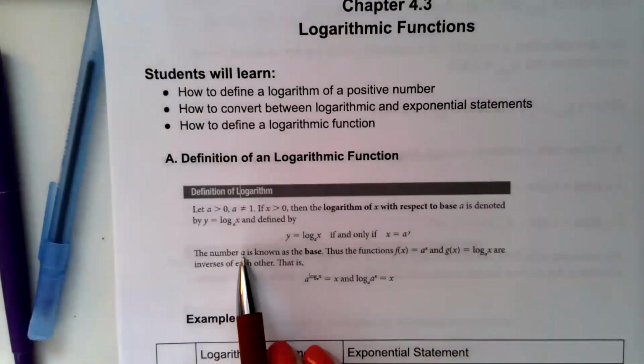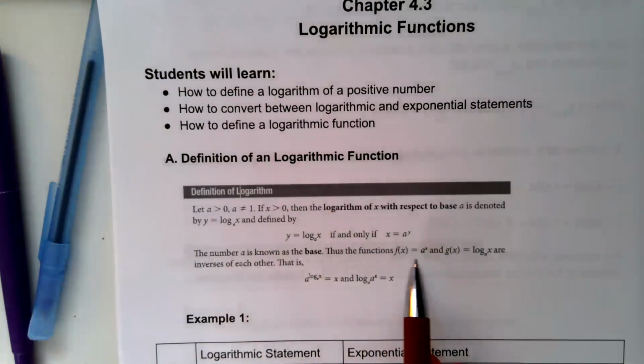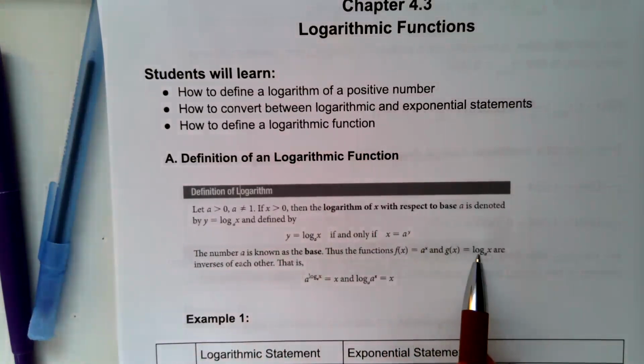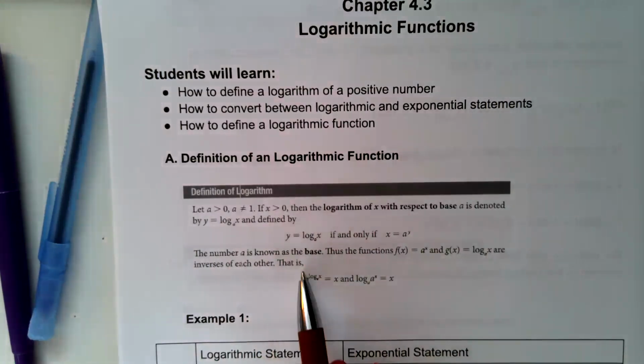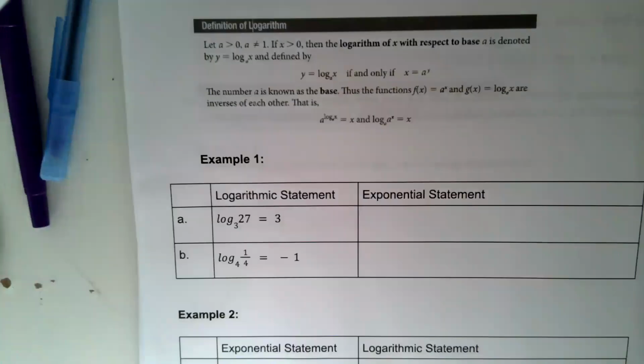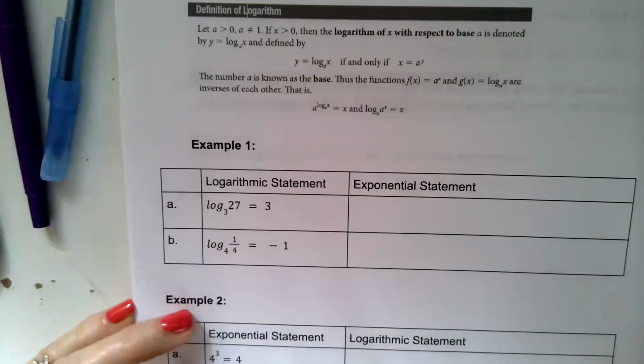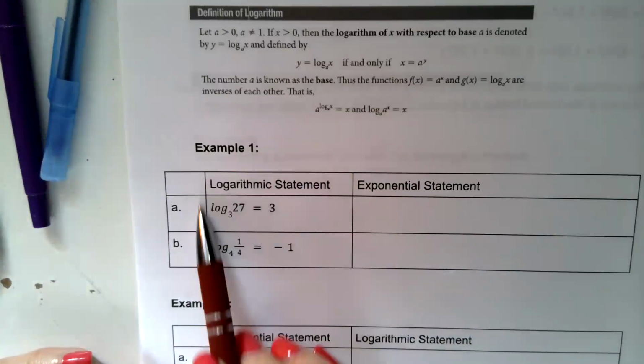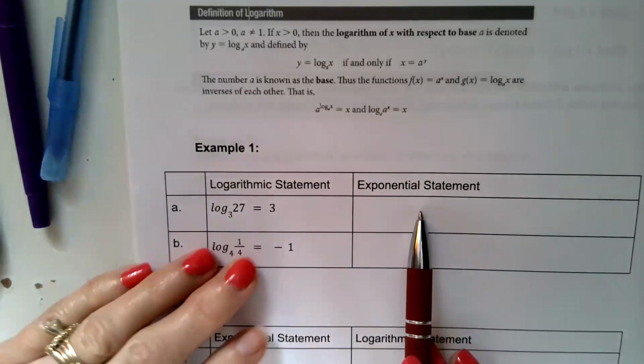So the number a is known as the base, thus the function f of x equals a to the x, and the function g of x equals log base a of x are inverses of each other. So we can translate in between them. So let's do that. Example 1, we're going to translate from the logarithmic statement to the exponential statement.